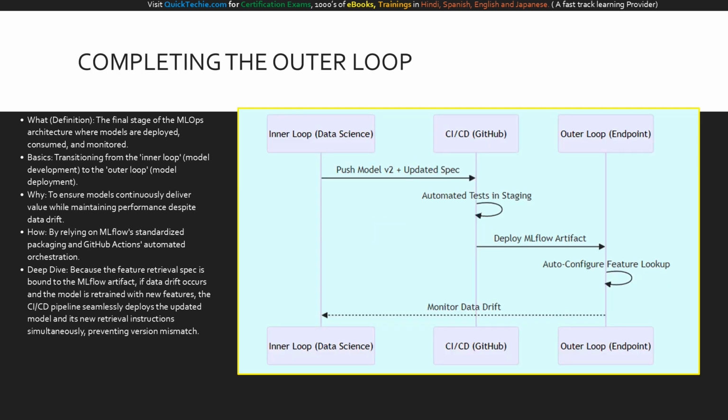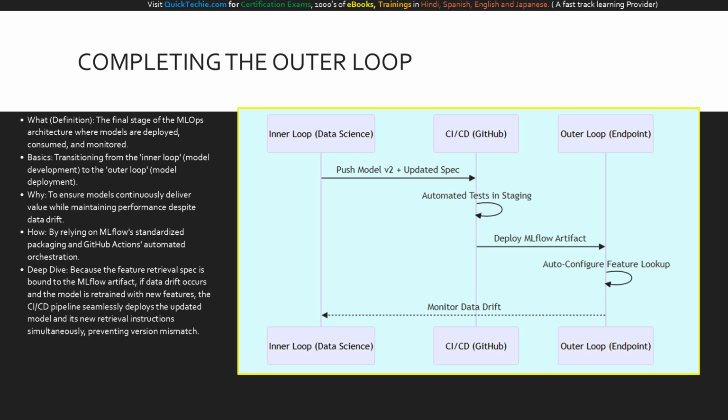We conclude by looking at the big picture, completing the outer loop. As our architecture sources show, MLOps is divided into the inner loop of development and the outer loop of deployment and monitoring. Our goal is to seamlessly transition models between these phases. Why is this critical? Because models degrade over time due to data drift, and they must be retrained and redeployed continuously. By combining MLflow's standardized packaging with GitHub Actions, we achieve this.